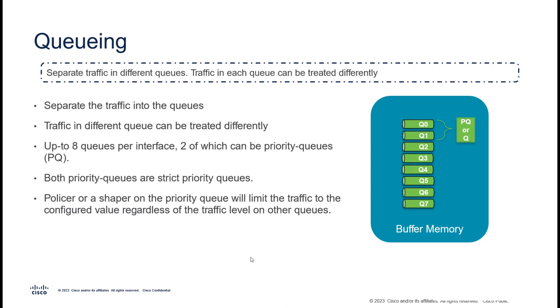So on the UADP side, we can have a total of up to 8 queues. Now we can have two types of queues. It can either be a priority queue or it can be a normal queue. Now all 8 queues can be normal queues. Alternatively, you can have two queues which can act as priority. What these mean, what does priority queue mean and what does normal queue mean, we'll be taking a look at when we talk about the scheduling in the next slide.